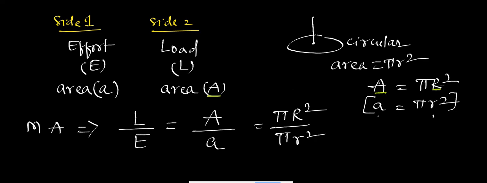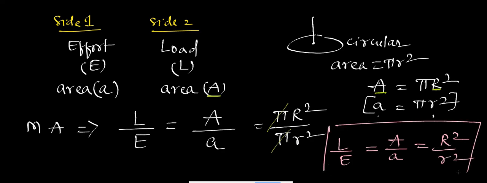Clear? Now pi cancels. So what will you get? You will get R square by r square. So what is the formula for mechanical advantage? First formula, load by effort. Second formula, bigger area by smaller area. Third formula, bigger R square by small r square. These are the three formulas for mechanical advantage. Important, you need to remember. Any doubt? No, ma'am.